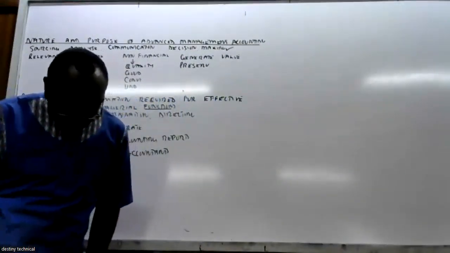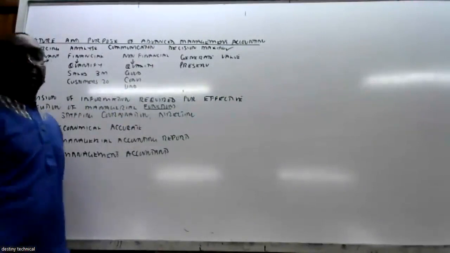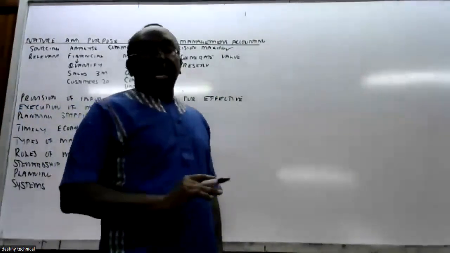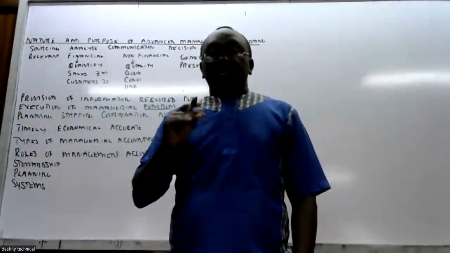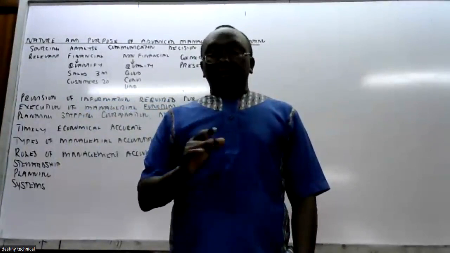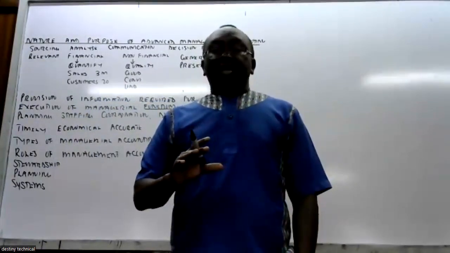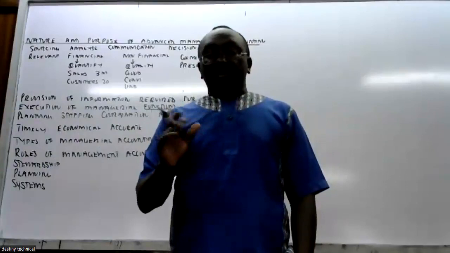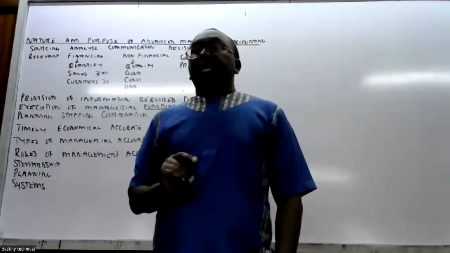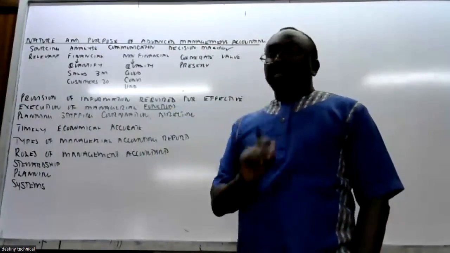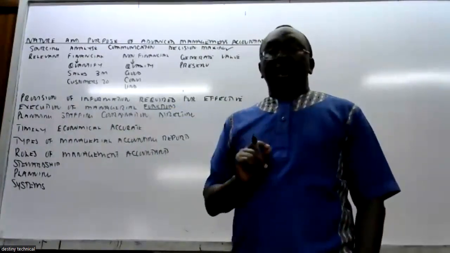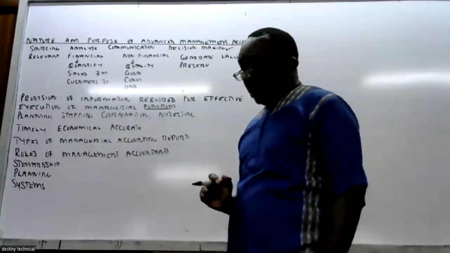The other thing is that you must be able to develop what we call management systems. Now, in as much as we are not experts in computer issues, the little knowledge that we have about management information systems, we should bring it on board where we work so that our bosses can be able to track the operations of the organization. So as a management accountant, it is your responsibility to design and to ensure that those simple systems are working to the advantage of your employer.